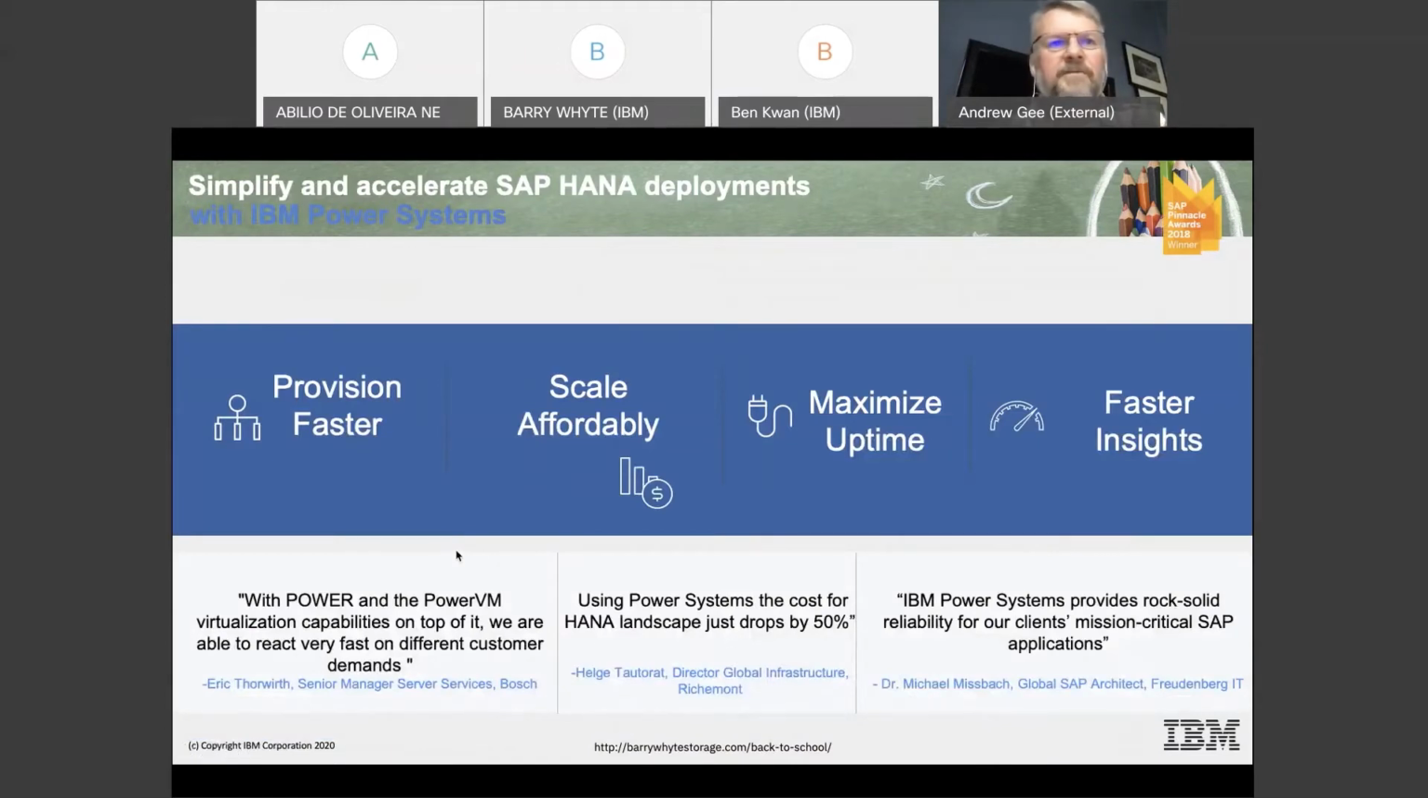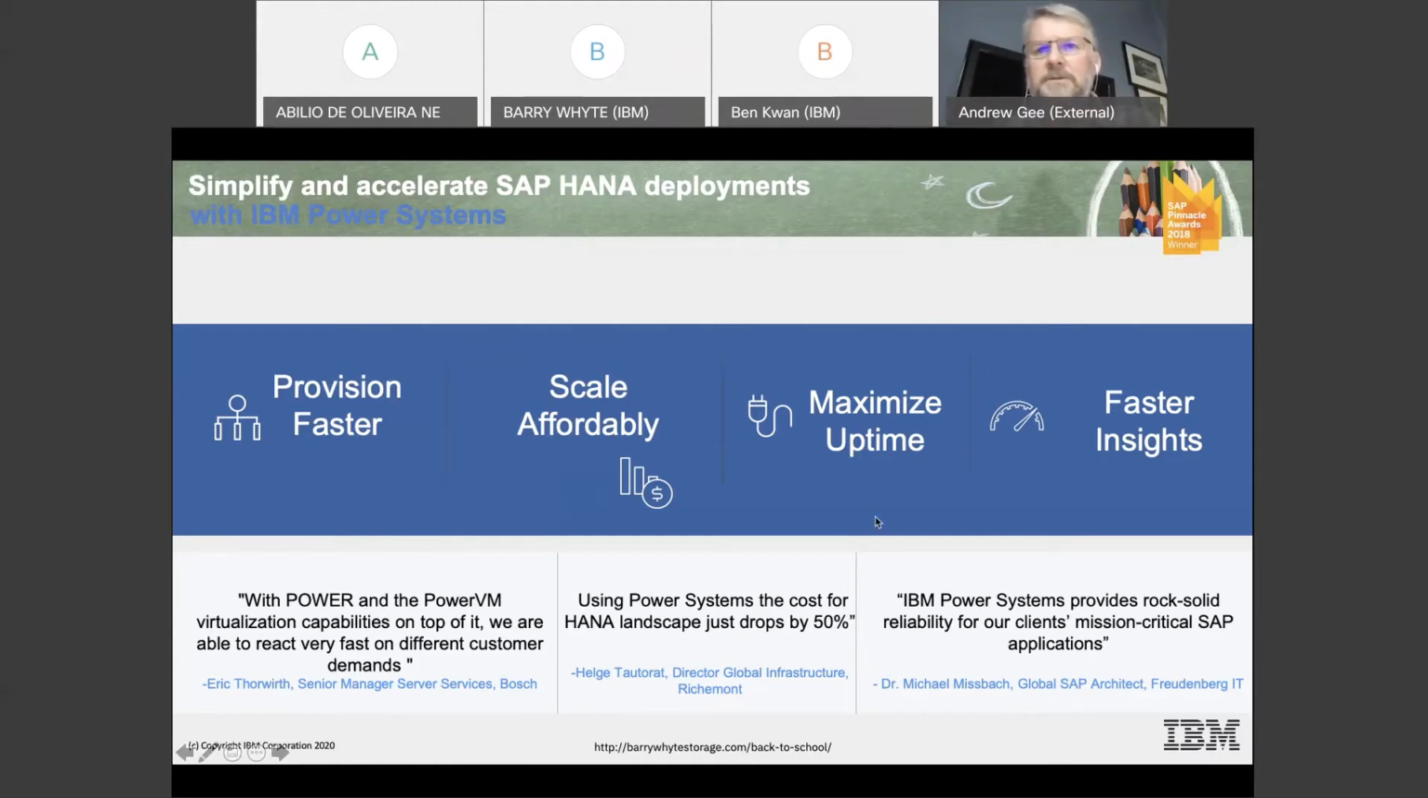So these are the values that people say they have with IBM Power Systems when running HANA. They can provision faster because with Power and PowerVM on top of it, we're able to react very quickly to different customer demands, and we can dynamically add or reduce memory, CPUs, etc. We need to be able to scale affordably, and this is really our strong point, how we can scale up, which is always preferred over scale out, especially for SAP's recommendations, and how we can do that far better than we can in an x86 environment.